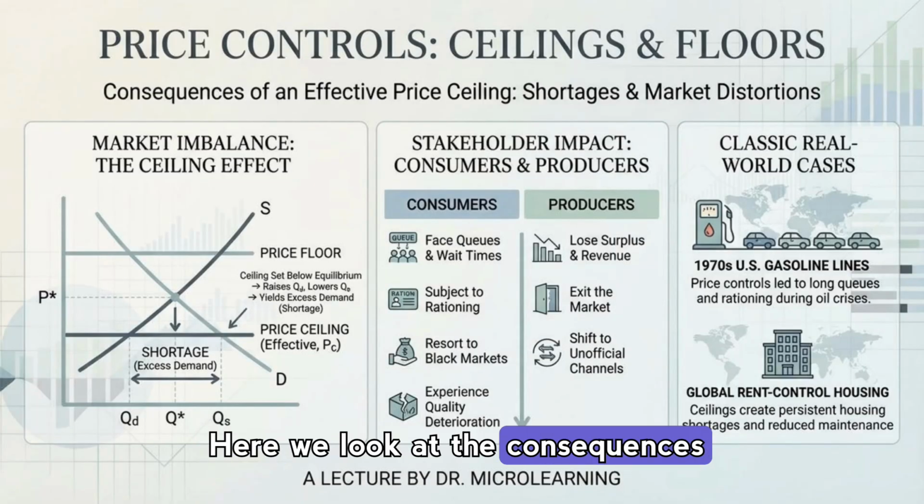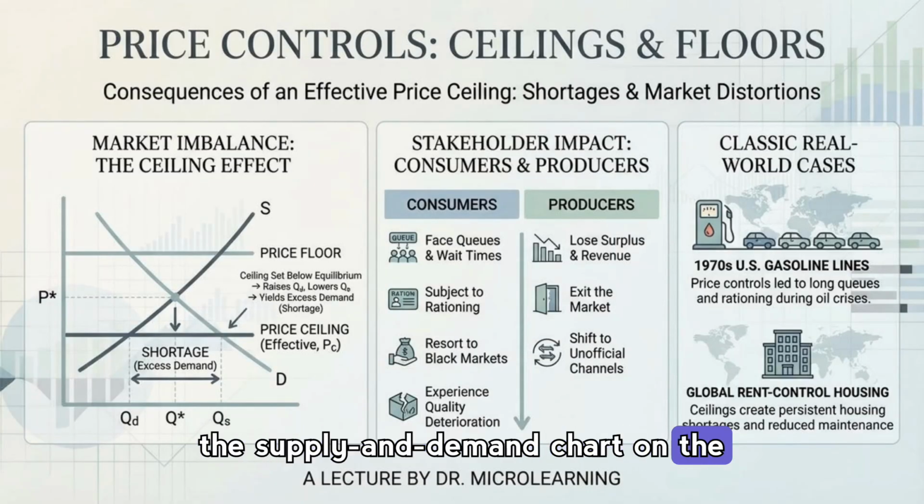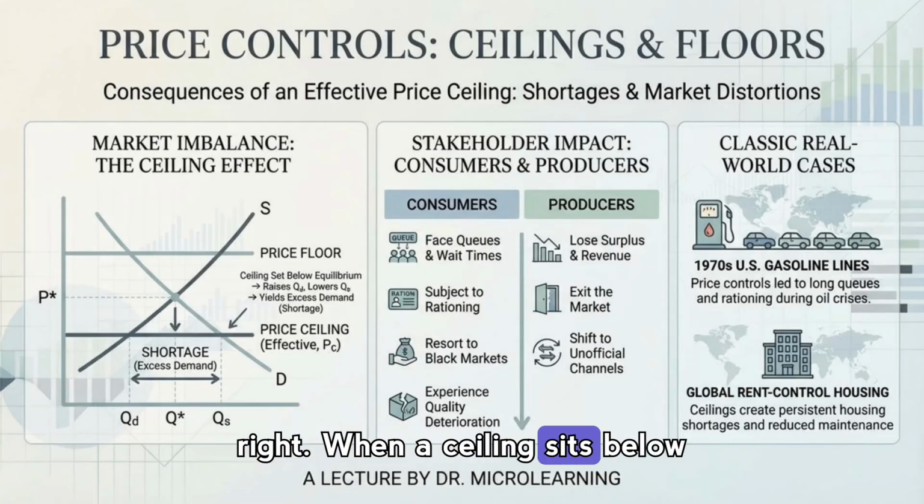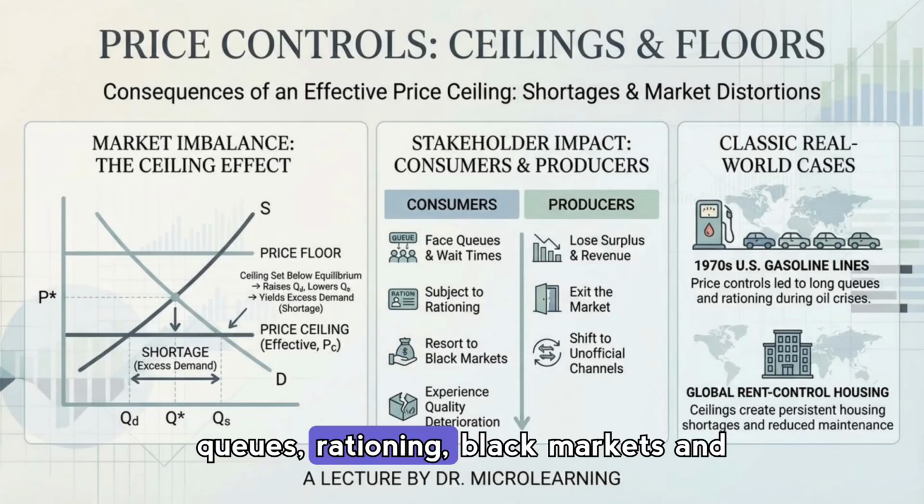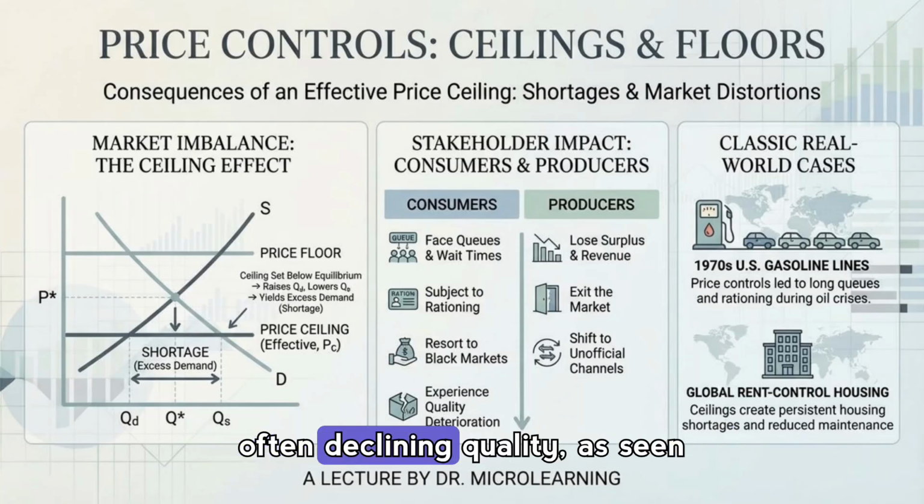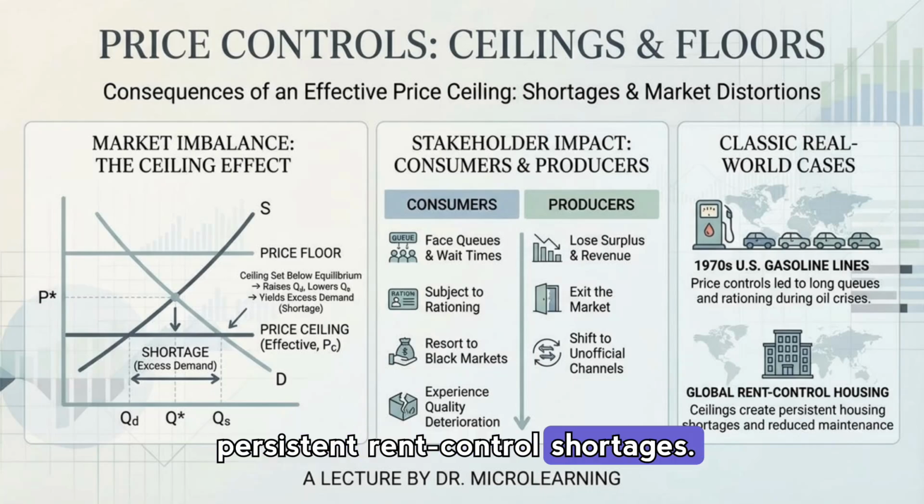Here we look at the consequences of an effective price ceiling using the supply and demand chart on the left and real-world examples on the right. When a ceiling sits below equilibrium, it creates excess demand, leading to shortages, queues, rationing, black markets, and often declining quality, as seen historically in gasoline lines and persistent rent control shortages.